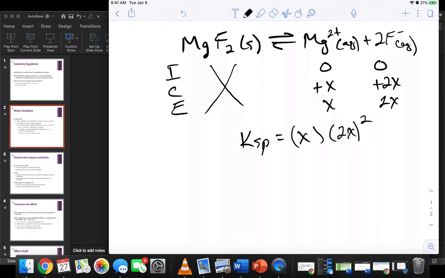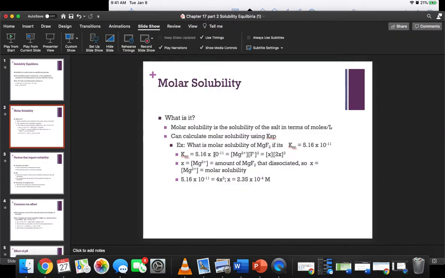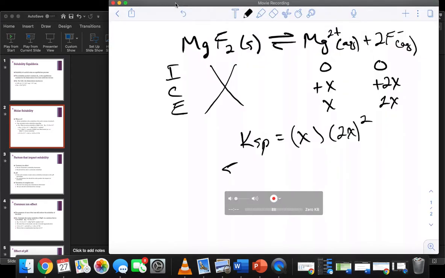And now for solving the rest of this problem, it's just a matter of putting our Ksp value in. So they tell us that our Ksp is 5.16 times 10 to the minus 11. So I can say 5.16 times 10 to the minus 11 is going to be equal to, if I expand all of this out, 2x, the whole thing being squared, is really 4x squared times x. It's going to be 4x cubed.